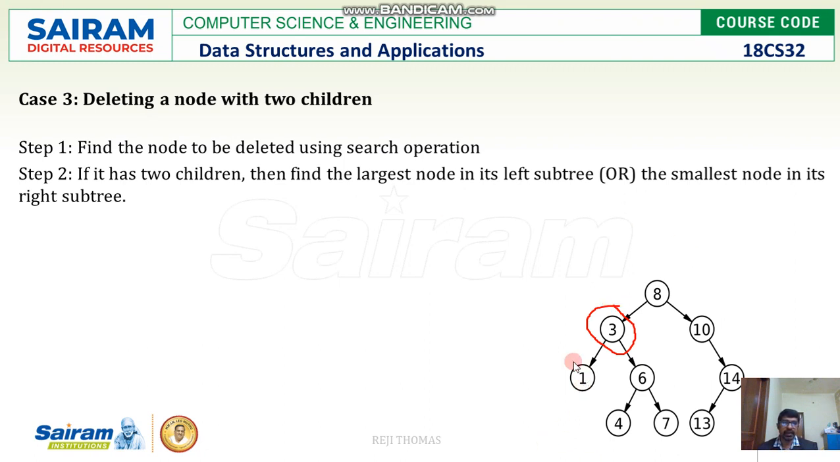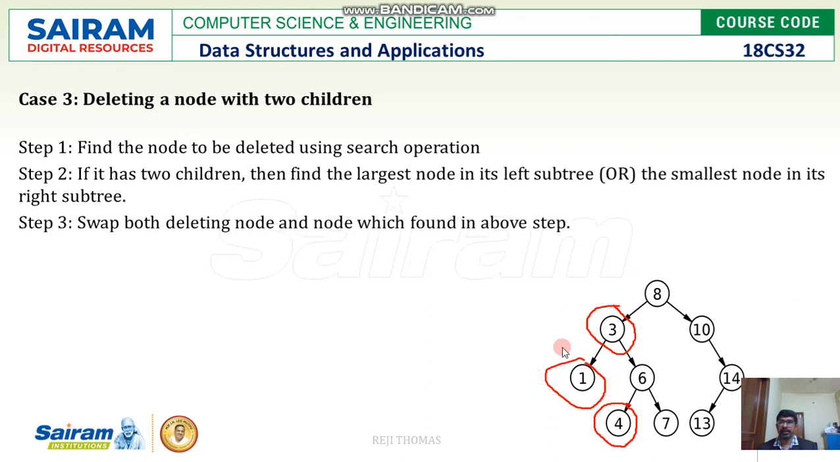So you have to find the largest on the left, or the smallest on its right subtree. If you take the smallest, this is 4. Here 1 and 4 you are going to get. Next, swap both the deleting node and the node found in the above step. You can swap it. What you are going to swap? Swap both the delete node and the node which was found in the above step.